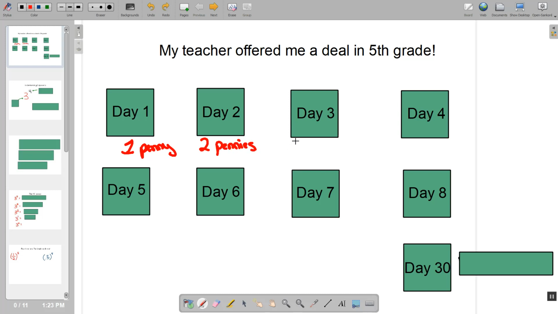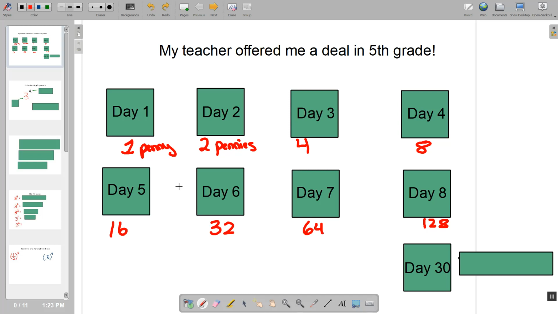And then on the third day, it'd be 4 pennies. And on the fourth day, it would be 8 pennies. Then 16, 32, 64, and 128. And all of a sudden, I started to see a pattern when I was thinking about these numbers. They were getting really big, really fast.